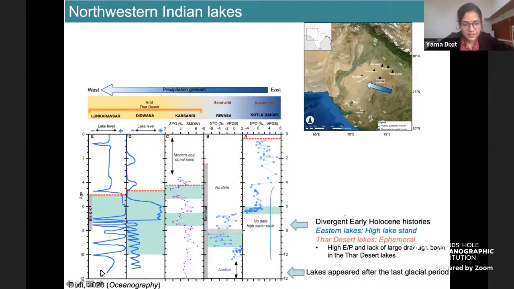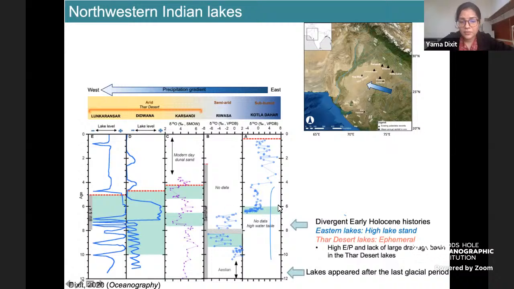While the Thar Desert early Holocene record suggests that there were ephemeral lakes, they were not at the maximum lake levels of these lakes. So high E by P, rates of evaporation, and lower precipitation could have contributed to the ephemeral nature of the lakes in the Thar Desert. And so all these three lakes, including Karsandhi Lake, which I talked about, show not the deepest phase during the early Holocene.